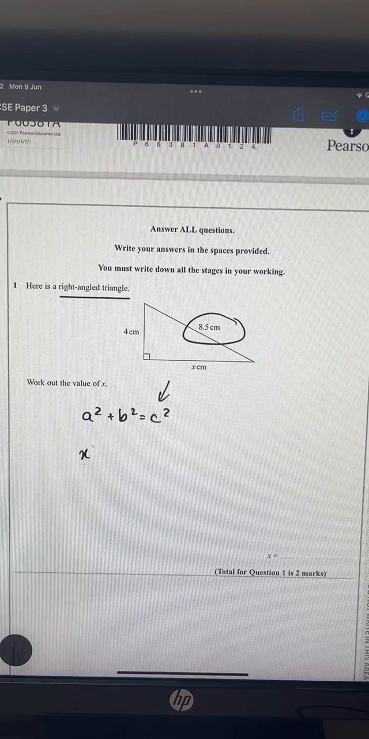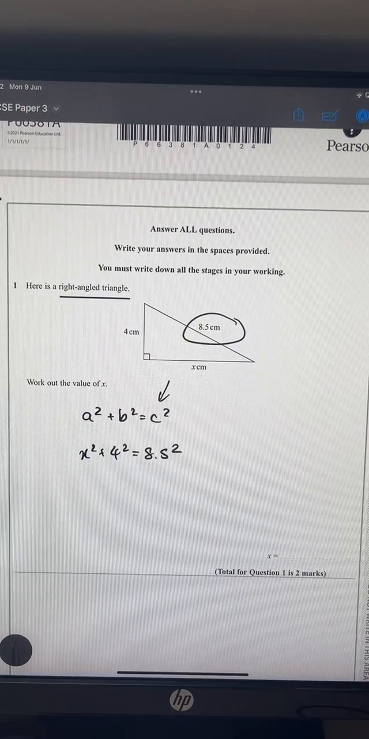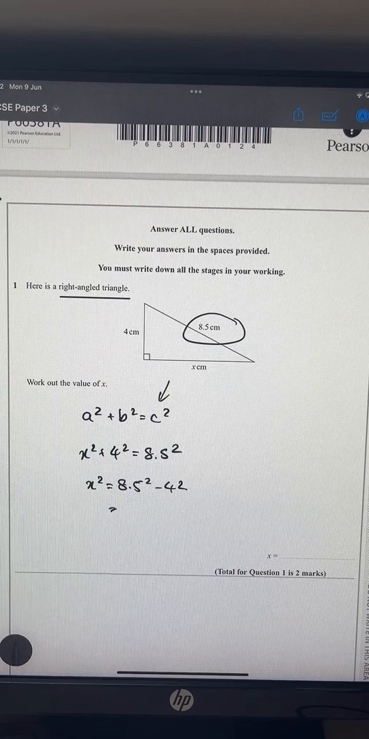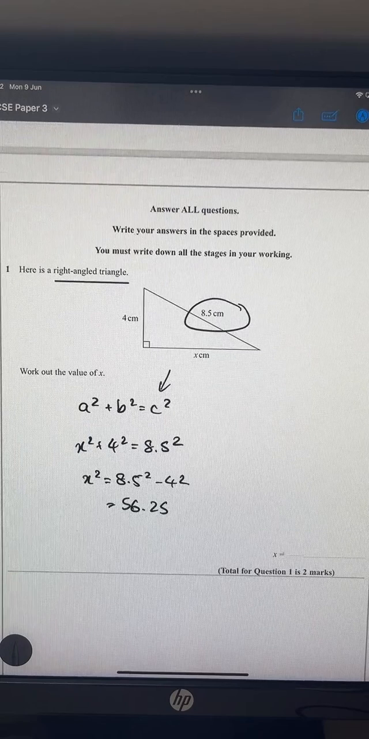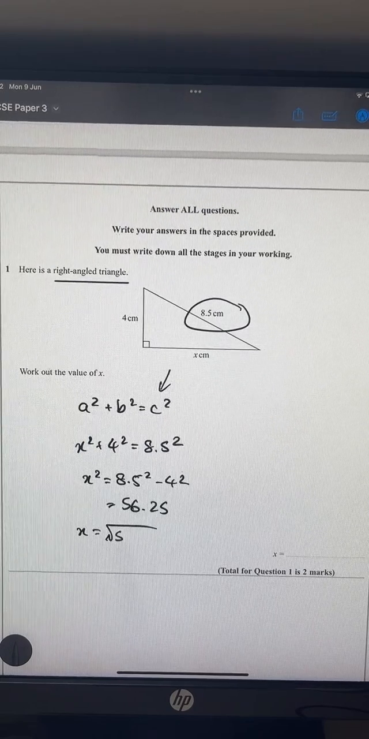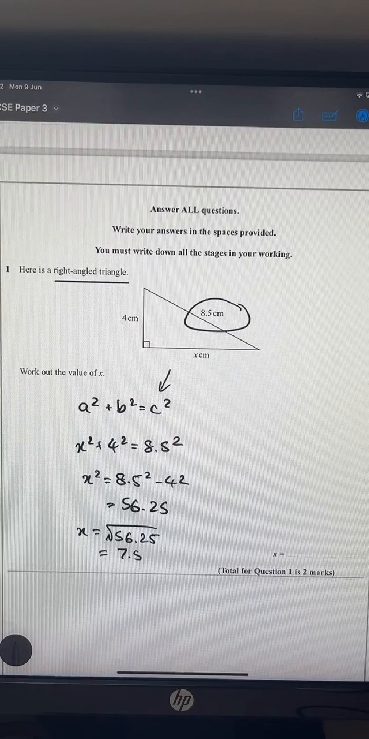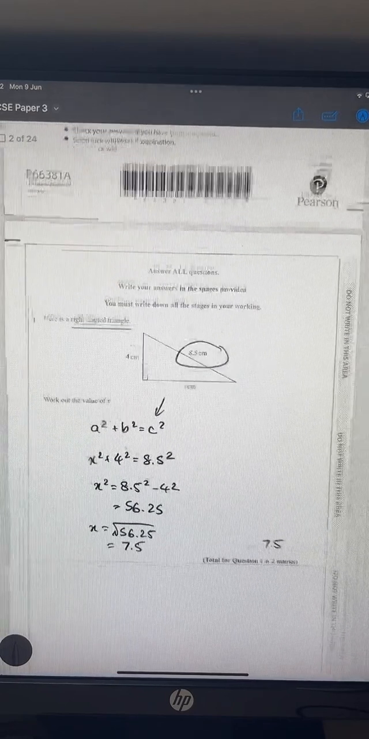So we do x squared plus 4 squared equals 8.5 squared. And if we rearrange this for x squared, we get x squared equals 8.5 squared minus 4 squared. And if I put that into my calculator, I get 56.25. And then that means that x is the square root of 56.25, which is going to be equal to 7.5. And that's it. Nice, easy 2 marks to start us off.